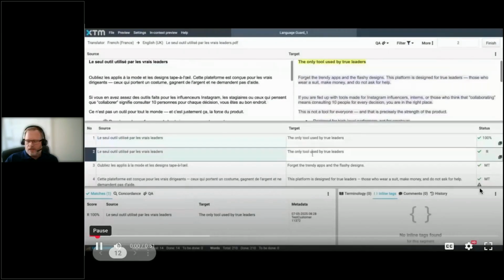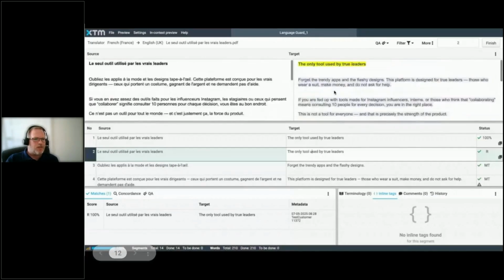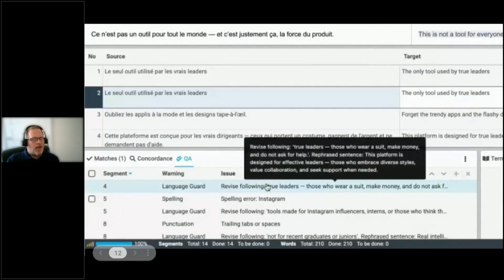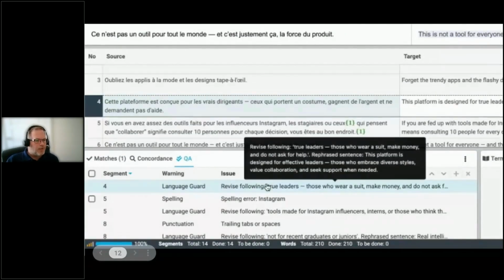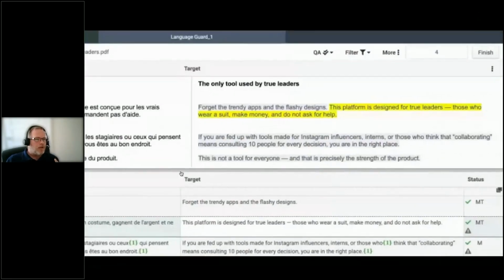Thank you. When our linguists are working within the XTM workbench, as shown here, when they're running their QA, whether that's leaving a segment or running it across the entire document, Language Guard will kick in with the rest of the QA checks. Not only does it flag up the error, but it also gives you rephrase sentences. So it's advising you, revise the following. Look at it there, it's offering suggestions. This means our linguists can make use of the suggestions, they can adapt it as they see fit.